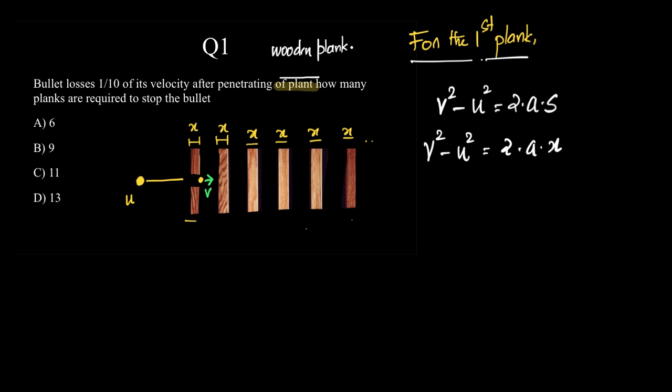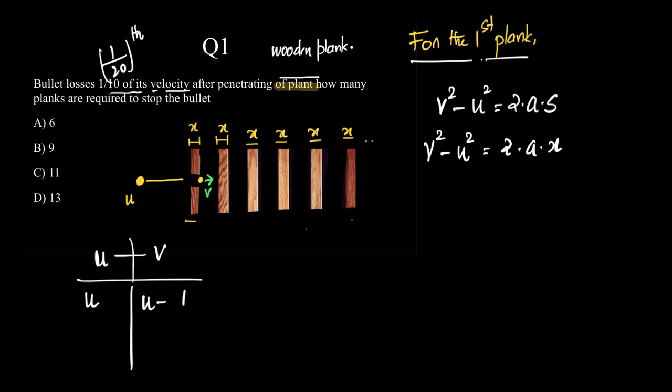Now coming to v square and u square, see what is given in the question. A bullet loses 1/10 of its velocity, which, okay, there is a minor correction here. There should be 1/20th, or else the options won't match. So it is 1/20th of its velocity. If the initial velocity is u, then v, the final velocity, should be u minus 1/20th of u, which is u minus u by 20, which is 19u by 20. Therefore, if the initial velocity is u, the final velocity is 19u by 20.